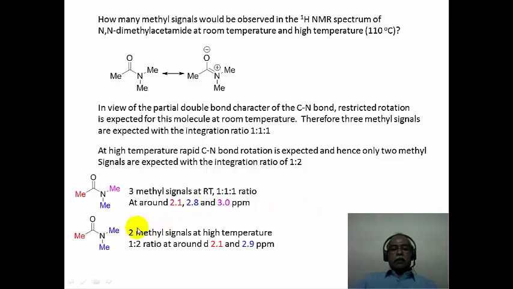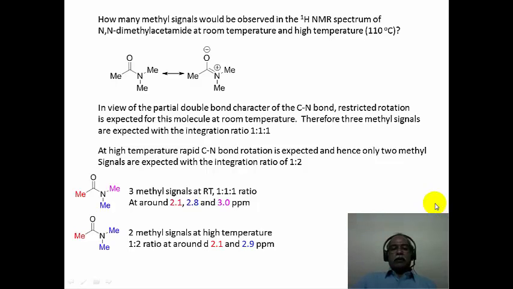At high temperatures, because of the rapid rotation, these two methyls exchange, they become indistinguishable. So they come at a value of 2.1 for the red methyl, and the blue methyl comes around 2.9. You can see here the average of 2.8 and 3 corresponds to about 2.9. So when the coalescence takes place and you get a sharp singlet for the two methyls, you get the average value of the individual methyls, which are seen separately at room temperature.